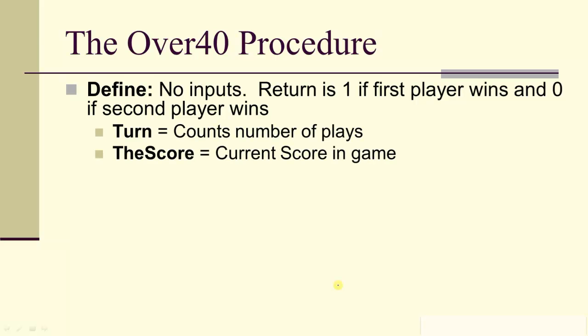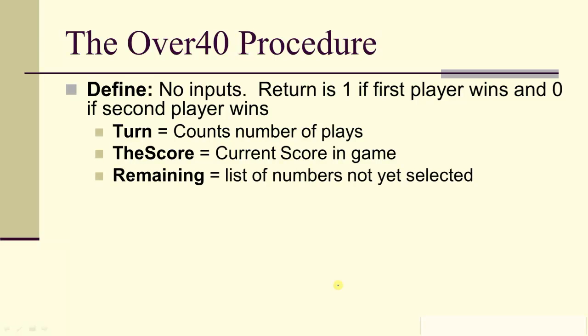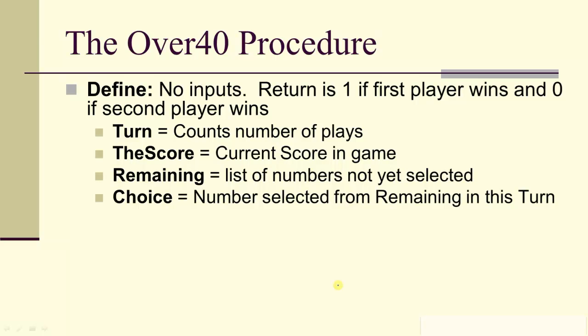So we have to define the game. It's going to be called Over 40. It's going to have a variable called turn, which counts how many plays have been made. Then we're going to have the score, that's the current score in the game. Remaining, that's the list of numbers we have not yet selected. And choice, that's the number selected from remaining in this turn.